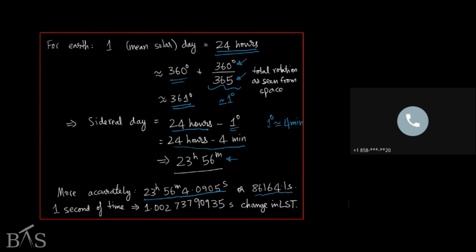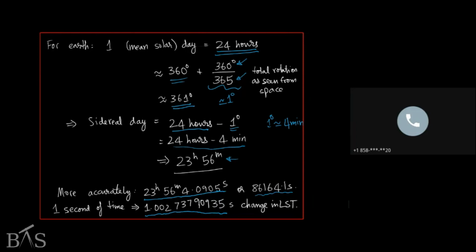So every second of time, remember, the local sidereal time is just tracking the sidereal clock. It's tracking the positions of the stars. So every second of time actually corresponds to 1.0027 seconds of change in LST. So the LST increases slightly more every second than the regular time. And this is what changes the constellations, right?